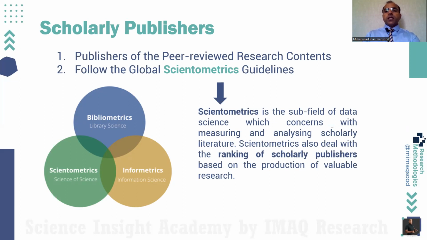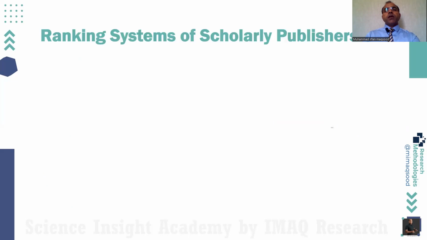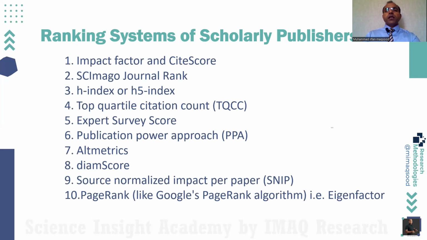So this deals with the ranking of scholarly publishers, which gives the production quality or the qualitative output of scholarly publishers. When we consider the ranking systems of scholarly publishers, we find there are about 10 globally recognized or authentic ranking systems. I have arranged them here on the basis of priority. For example, number one is the impact factor or CiteScore.